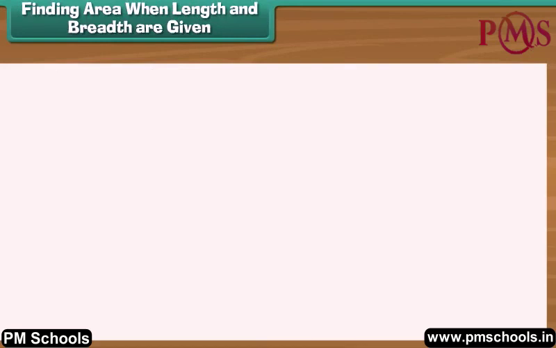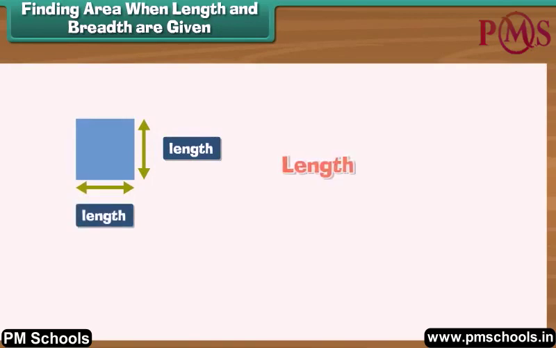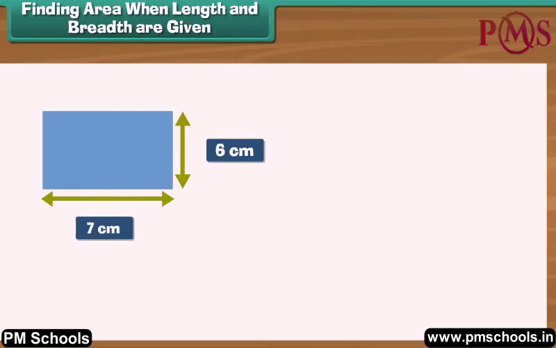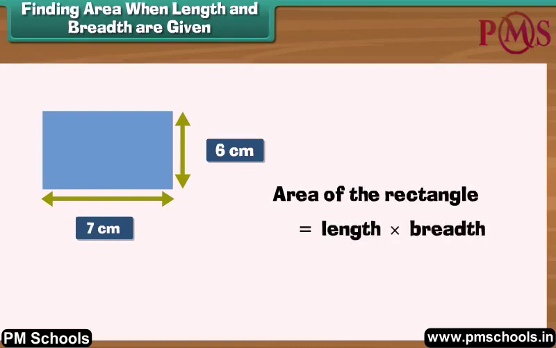Finding area when length and breadth are given. The area of a square is length into length. Square is a special rectangle whose length and breadth are equal. Now consider a rectangle which is not a square. The length of the rectangle is 6 cm and breadth is 7 cm. Let us find its area. Area of the rectangle is equal to length into breadth, which is equal to 6 into 7, which equals 42 centimeters square.